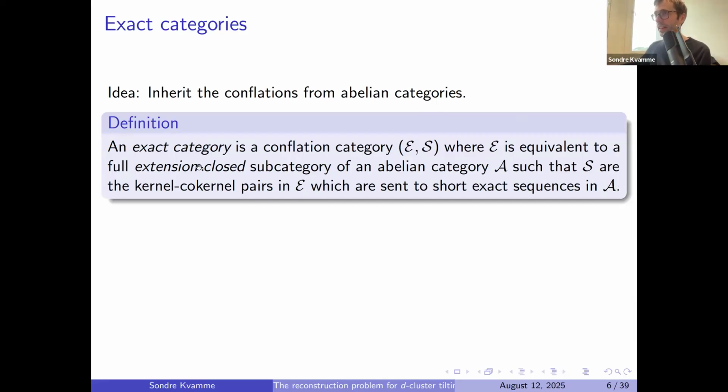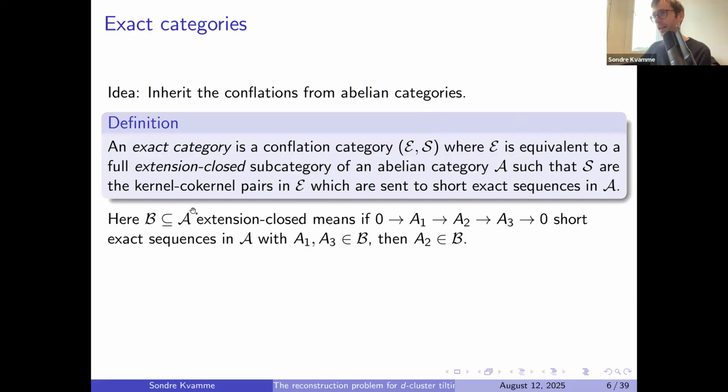So here I said extension closure, and I should quickly tell you what that means. A subcategory is extension closed if you have a short exact sequence in your ambient abelian category A, and the two outer terms A1 and A3 are in the subcategory, then the middle term A2 has to be in the subcategory.